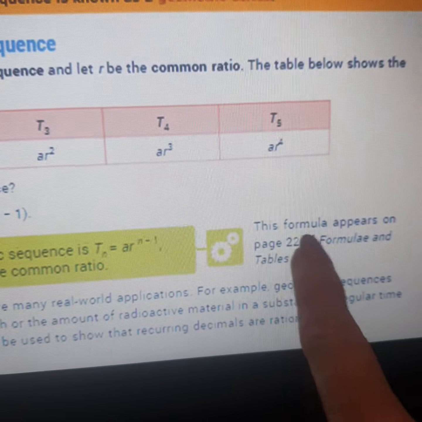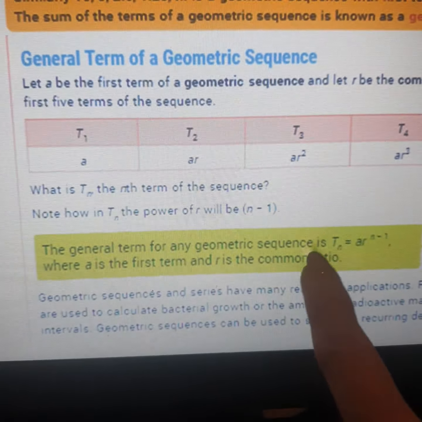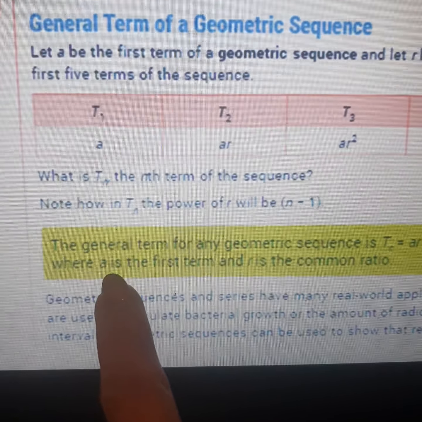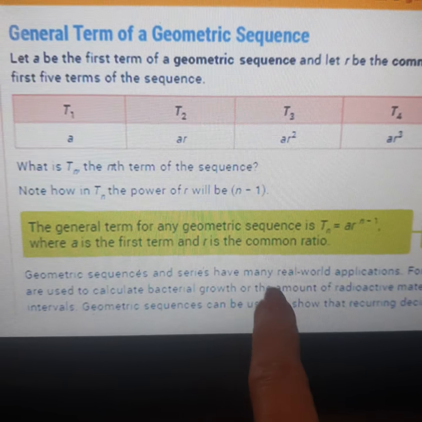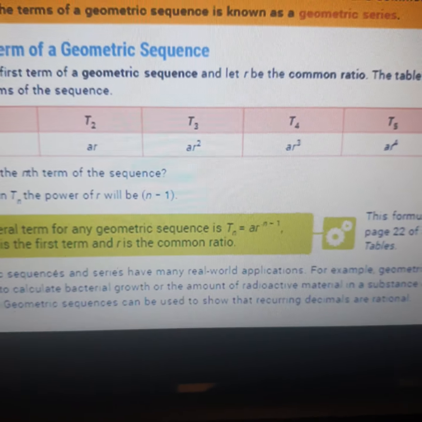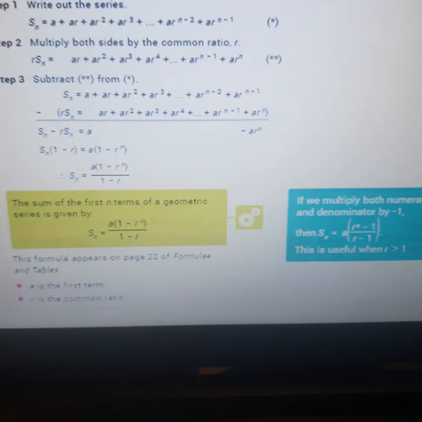Now, this is in your formula and tables book, but I would take it down as the general term. So we're saying where A is the first term and R is the common ratio. And remember, I went through how it's used in real life applications, or real world applications.